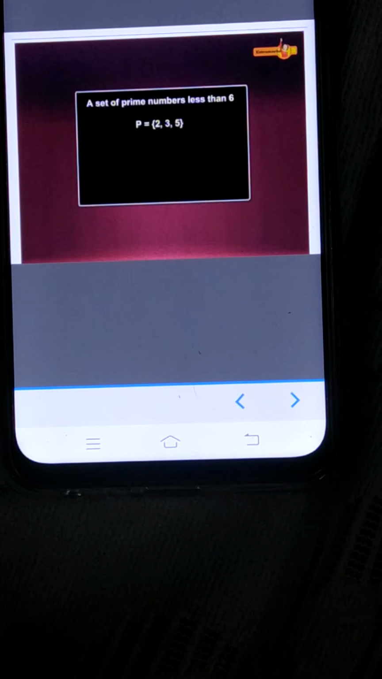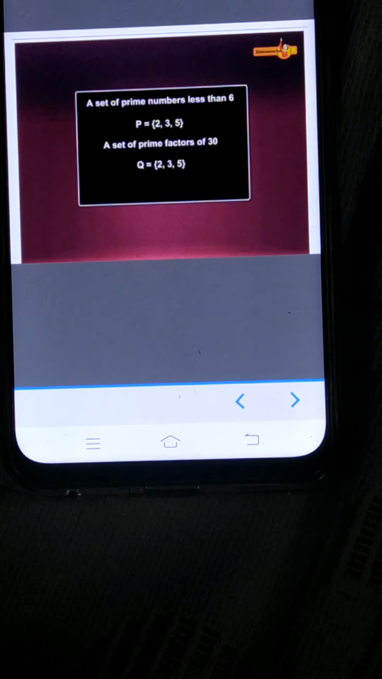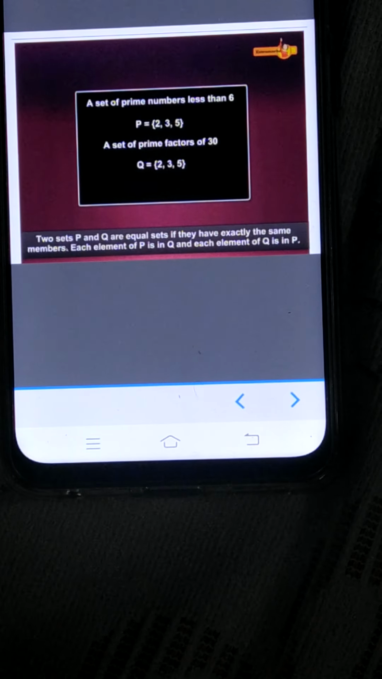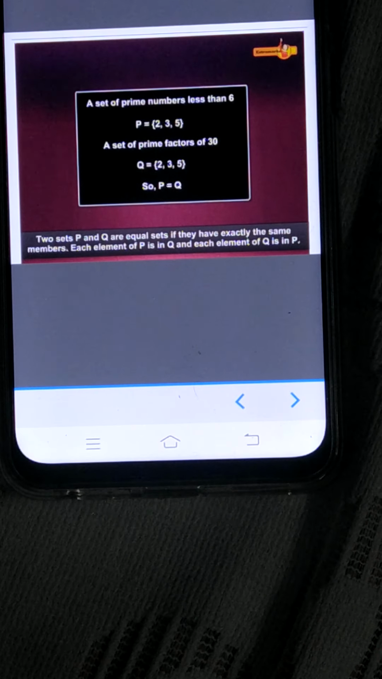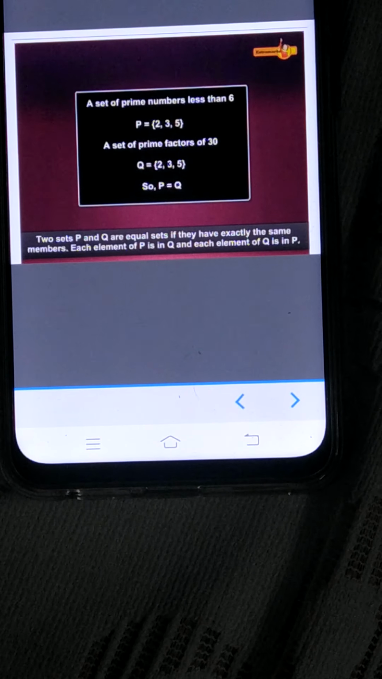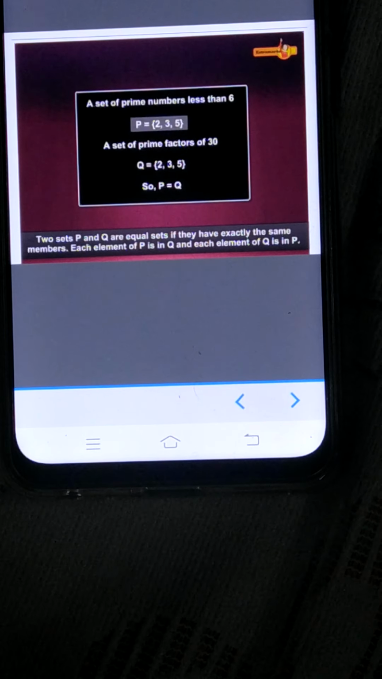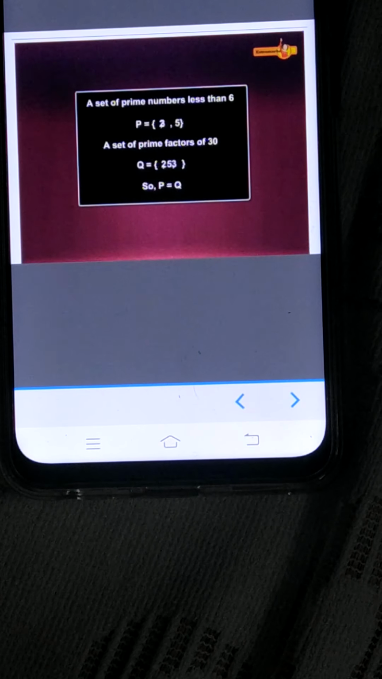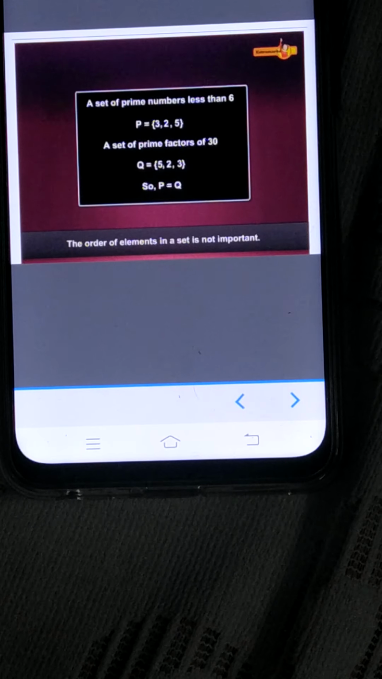Now we have a set of prime numbers less than 6 and a set of prime factors of 30 shown by P and Q respectively. Here, both the sets have exactly the same elements. So, these sets are called equal sets. Thus, two sets P and Q are equal sets if they have exactly the same members. Each element of P is in Q and each element of Q is in P. The order of elements in a set is not important.